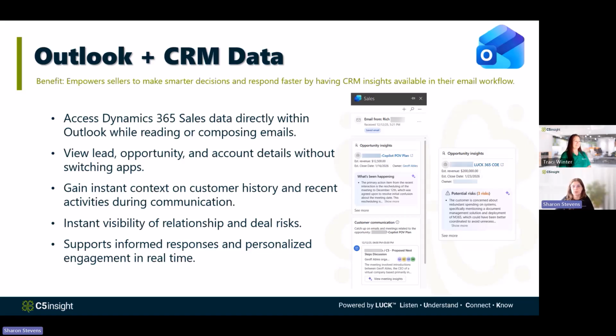So while you're reading and writing an email, you can see the lead, opportunity, and account details right there. No app switching. Customer history, recent activities, open tasks. You even see relationships and deal risks instantly. So if you're about to fire off a casual email to someone whose deal just slipped, you know about that before you hit send. Here's the use case that I love for this feature.